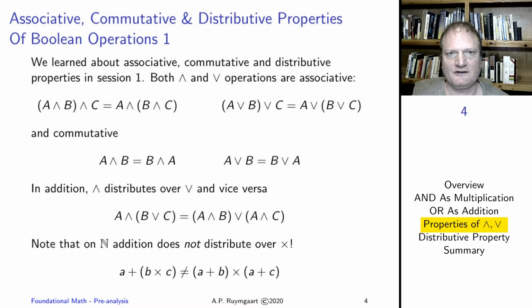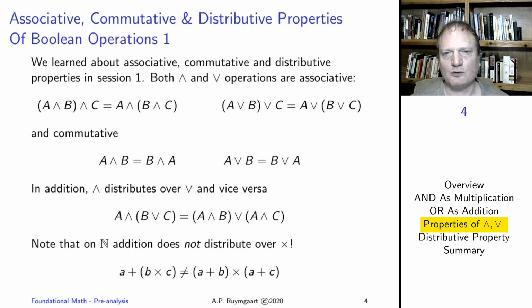So we had not yet looked at the properties of Boolean operations. And we'll see that both the AND and OR operations are associative. And that means that if we have two operations in a row, it doesn't matter which one we carry out first. So A and B and C, the result will be the same if we do A and B first or if we do B and C first. The same is true for the OR operation. So A or B or C, it doesn't matter if we do A or B first or if we do B or C first, we will get the same answer.